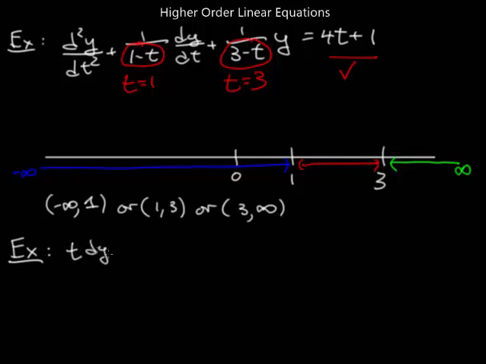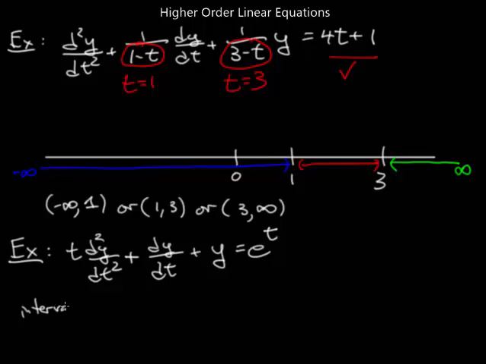Suppose I gave you the second order equation, t d squared y dt squared plus dy dt plus y is, let's say, e to the t. Well, all of these coefficients look fine, right? So this should be defined everywhere. Is that right? Minus infinity to infinity? Sure looks like it, but.